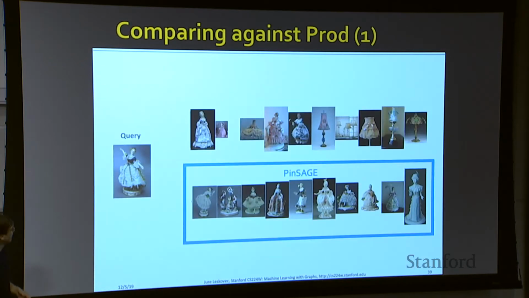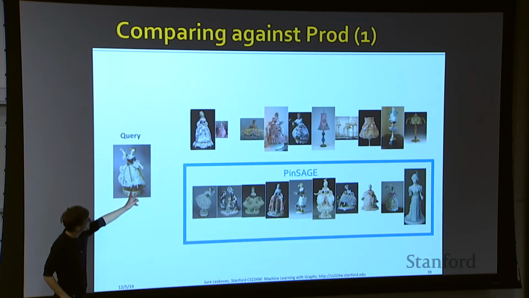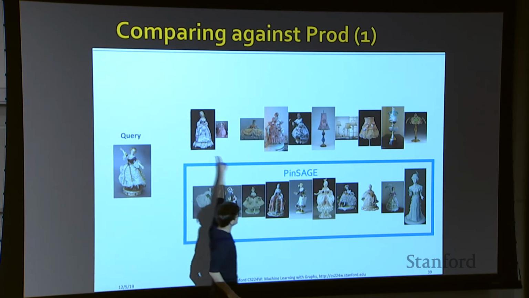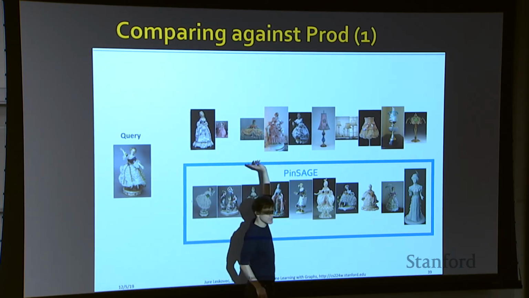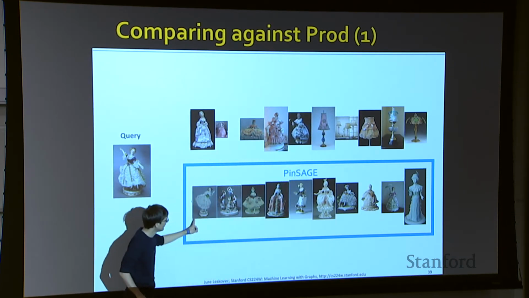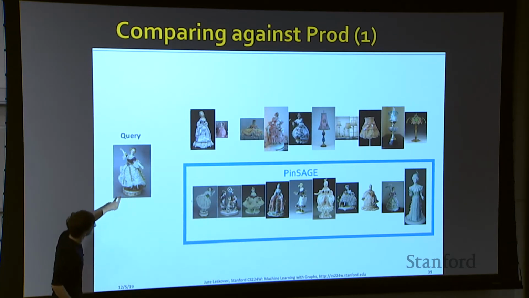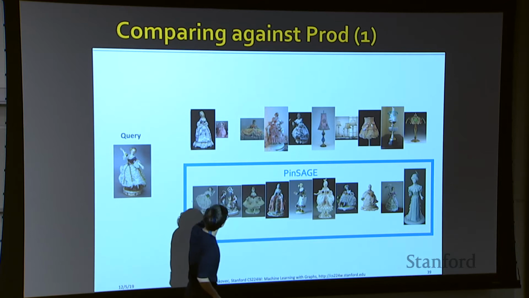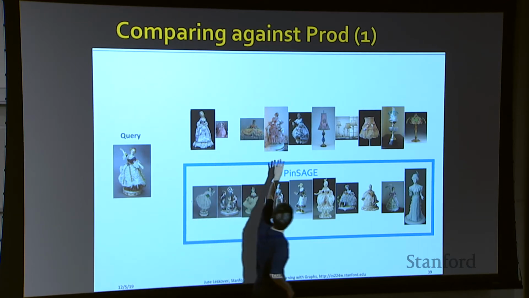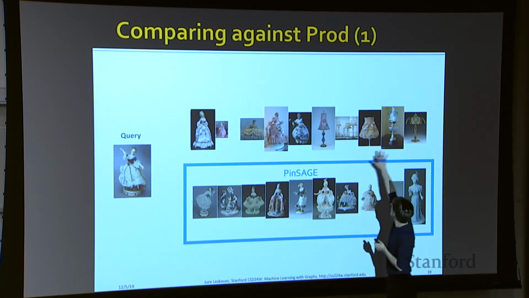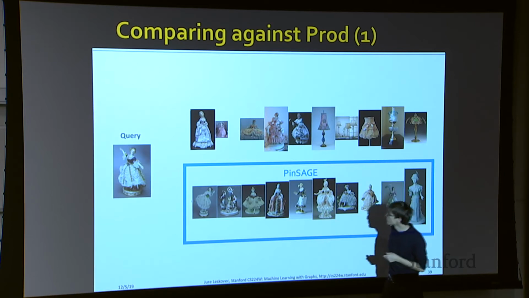Just to give you a couple more examples. This is the query. This is what a visual-based recommender system would give you. This is what PinSage would give you. And again, you see this is some kind of porcelain doll. You get a lot of porcelain dolls. Here it's similar, but then these porcelain lights come in that shouldn't really be here.